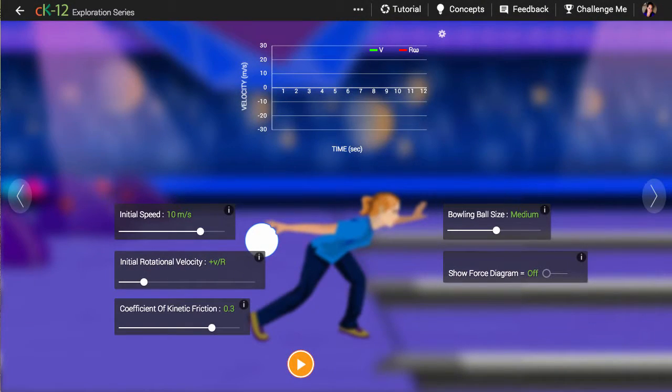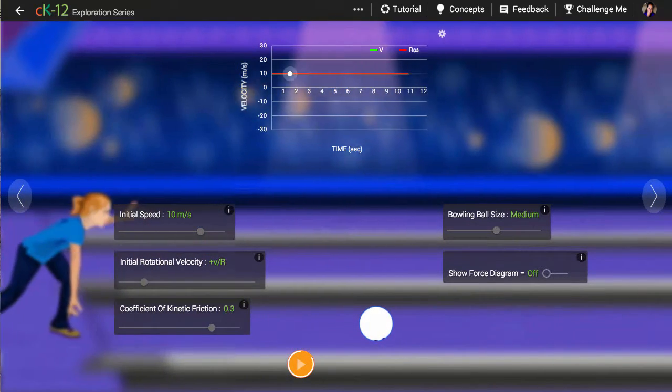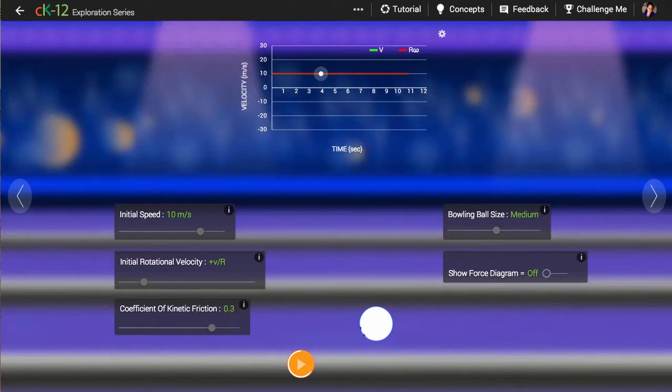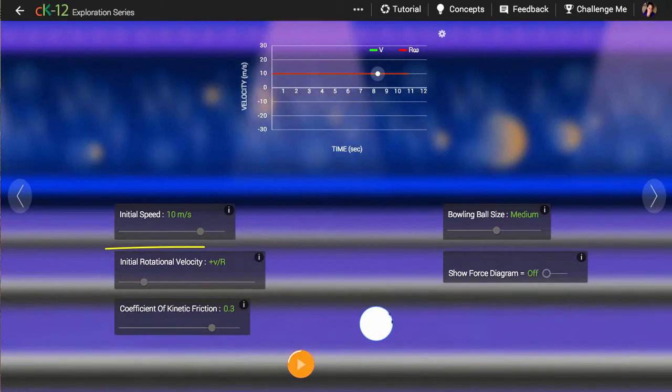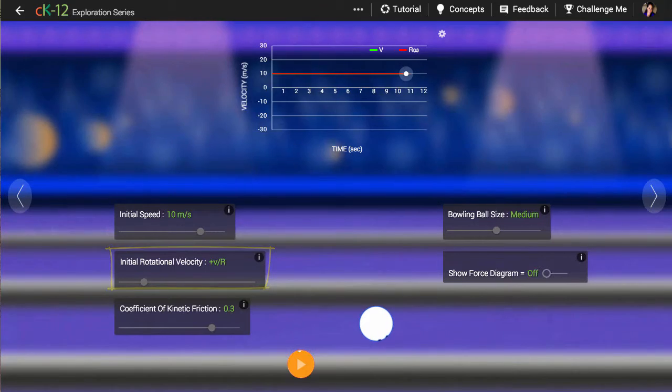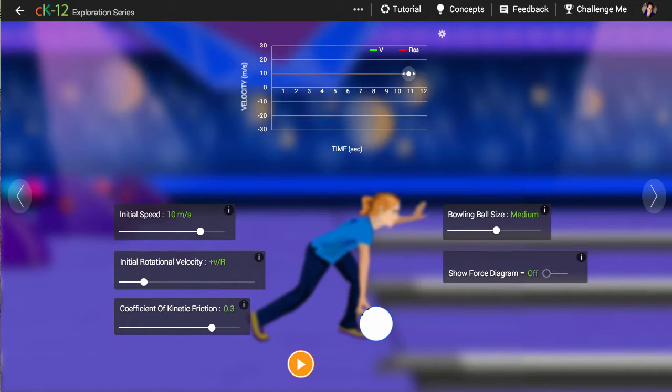When we first hit play and watch the bowling ball travel down the lane, it isn't too exciting. The bowler has applied just the right amount of forward rotation to the ball, as evidenced by her selection of initial rotational velocity, for the ball to roll without slipping the whole time. The rotational velocity in this simulation is always expressed as multiples of v over r. In this case, v is the initial speed, so 10 meters a second, and r is the radius of the ball. In this case, it's medium in size.